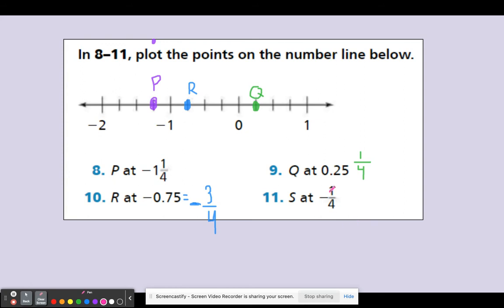We have one more to plot. This is a negative, so I have to go backwards. It does not have a whole number, so I start at 0. And I am just going to go backwards 1 out of the 4 spaces. Boop. And I am going to put an S. So what you're going to have to do is look at these rational numbers, fractions and decimals, and figure out where they go on a number line. But you can do it. I know you can.